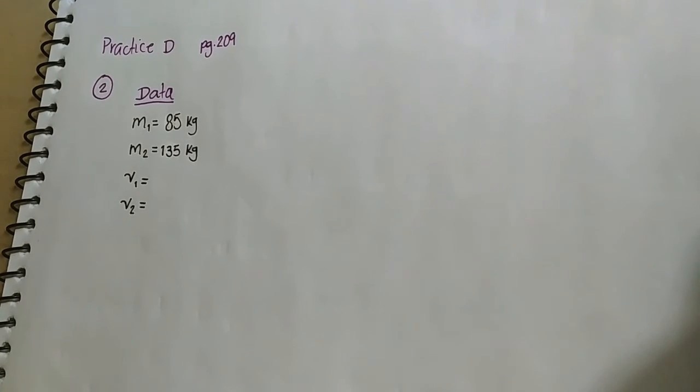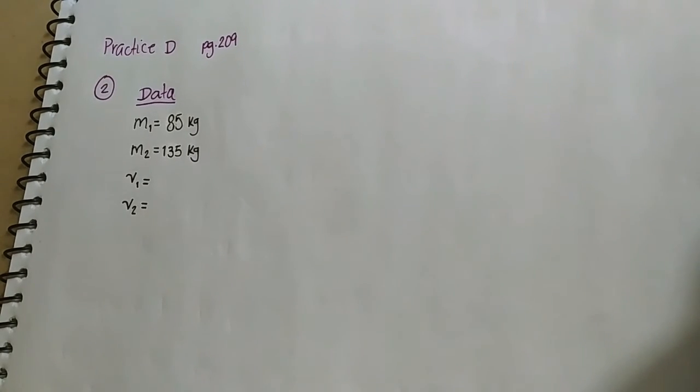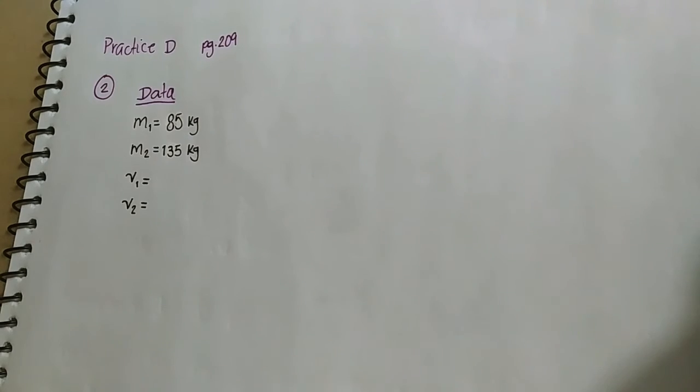I want you to solve problem number 1 by yourselves. And I'm going to solve problem number 2 so you can understand another example. So let's go to problem number 2 on practice Z on page 209. Problem 2 says, an 85 kilogram fisherman jumps from a dock into a 135 kilogram rowboat at rest on the west side of the dock. If the velocity of the fisherman is 4.30 meters per second to the west as he leaves the dock, what is the final velocity of the fisherman and the boat?